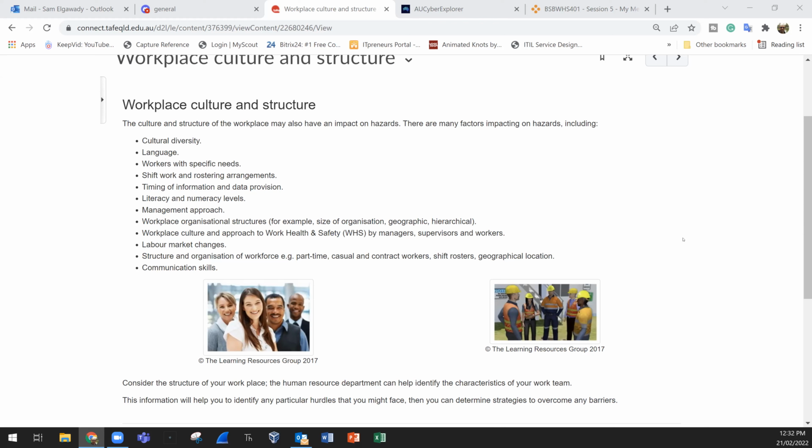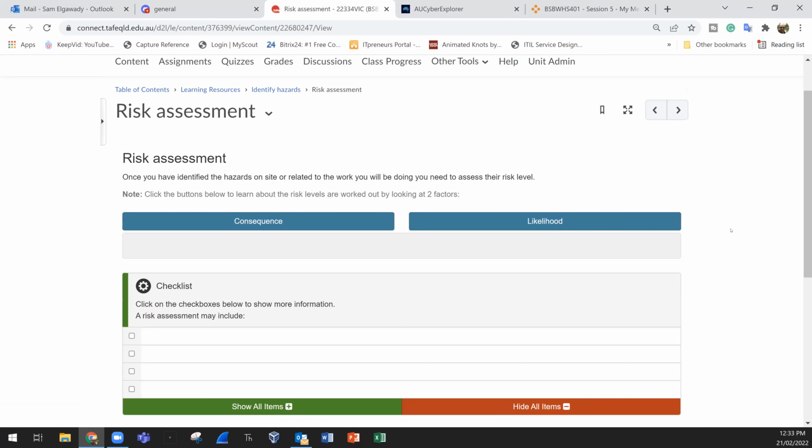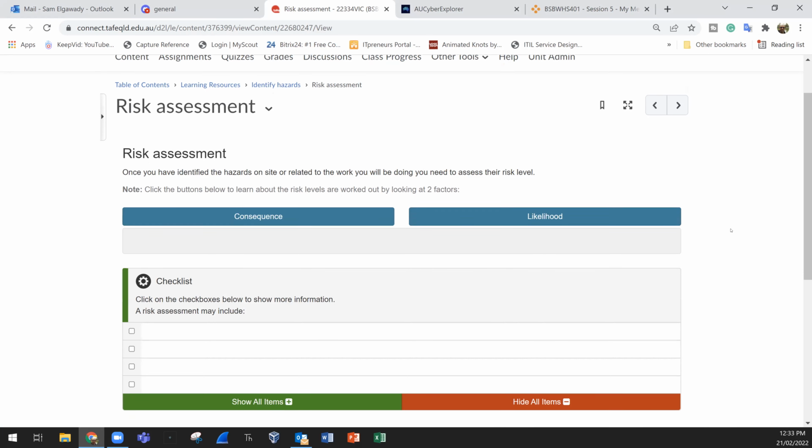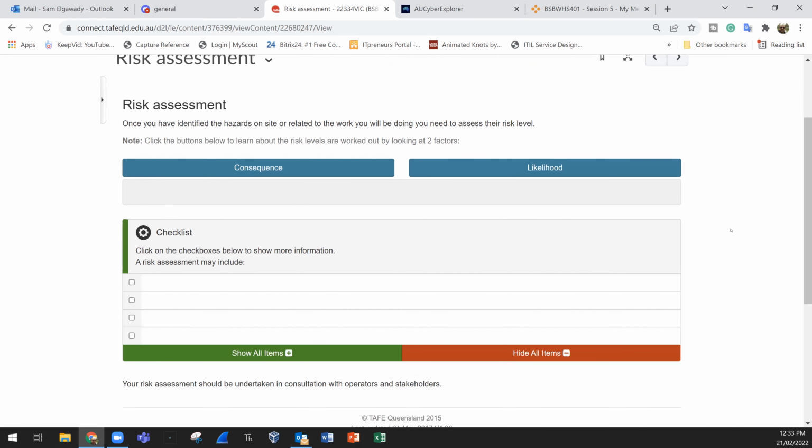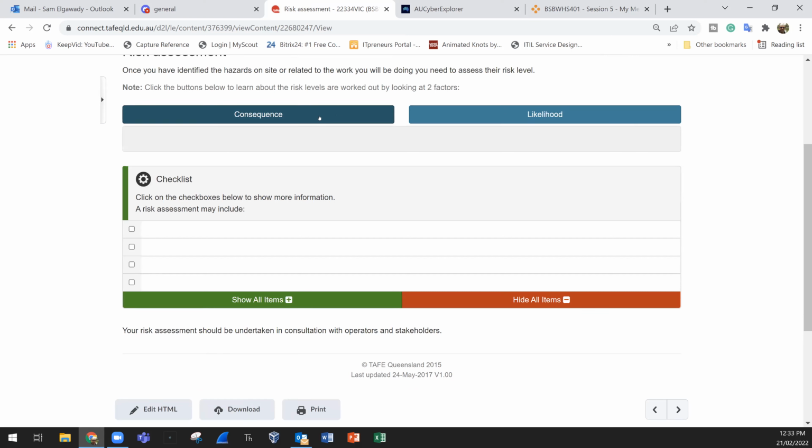Okay. So risk assessment, we identify the hazards on site or related to the work. So you will need to assess the risk level. So here we have the consequence. How bad will it be if the hazard causes harm? If someone slipped on the floor?